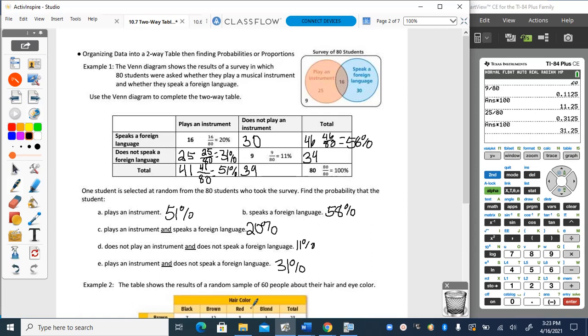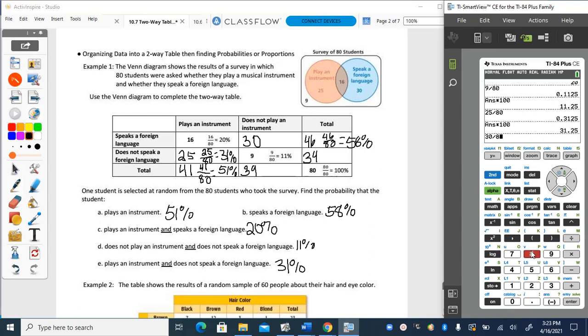And those are the only ones we had to look for in the immediate. But why don't we go ahead and check out the rest of them real quick. So if we did does not play an instrument but does speak a foreign language, we'd have 30. So 30 divided by 80 gets us 0.375. So times 100 gets us 38%.